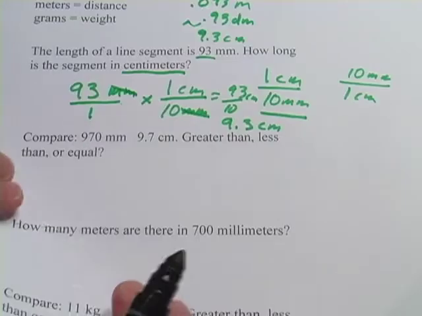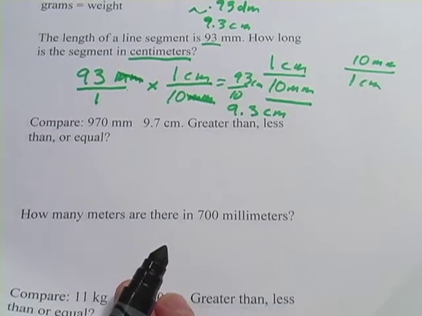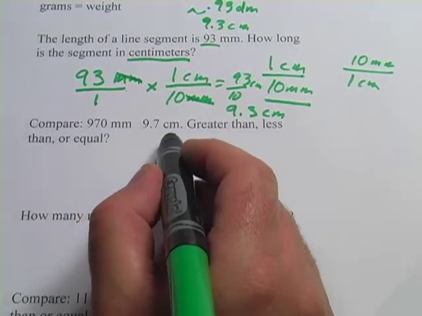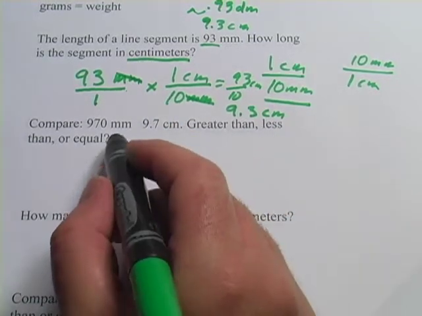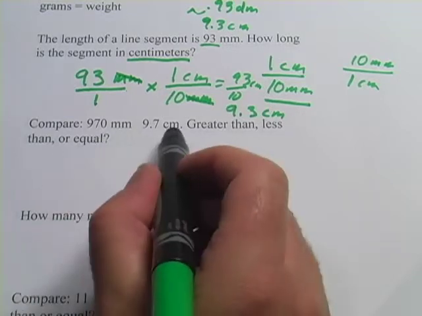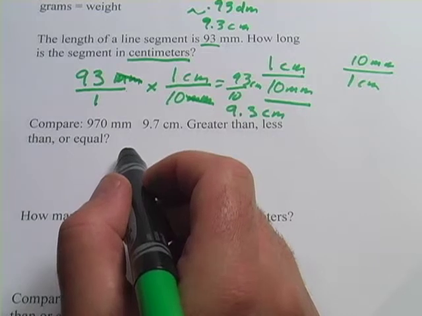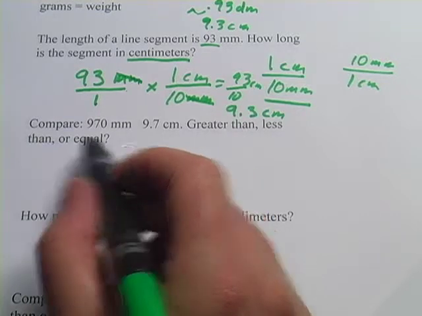So let's do another one. This one says compare 970 millimeters and 9.7 centimeters as greater than, less than, or equal. When you have different units, what you want to do is convert one to the other, and then you'll be able to compare them to see which one's bigger, smaller, or if they're the same.